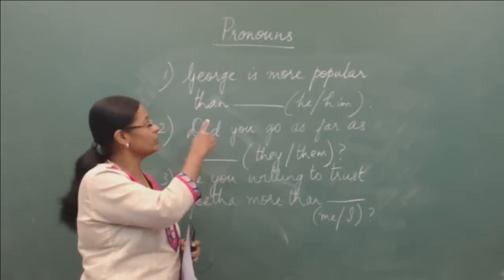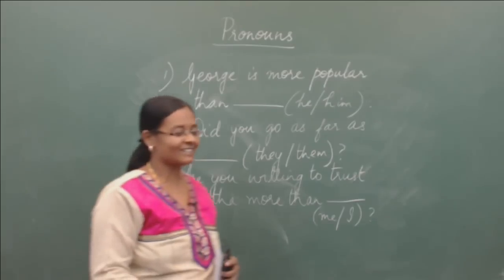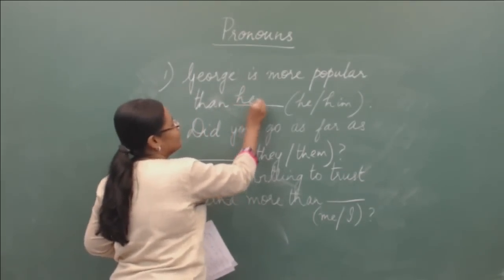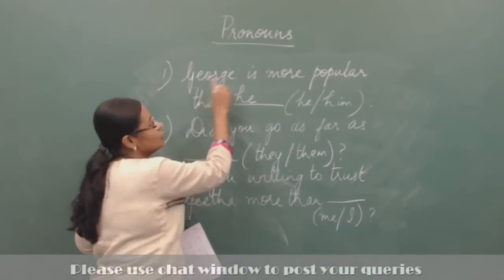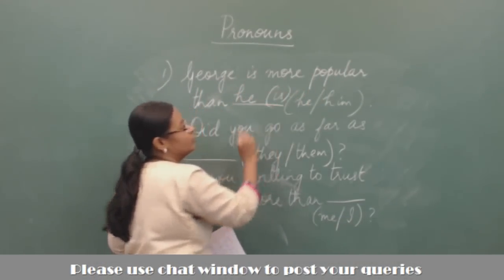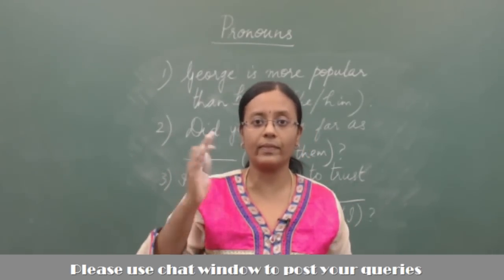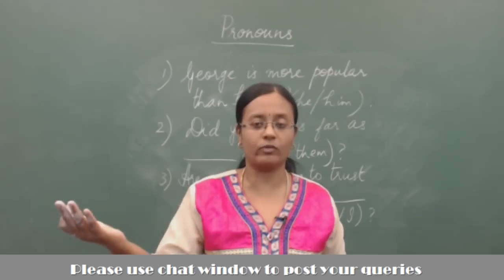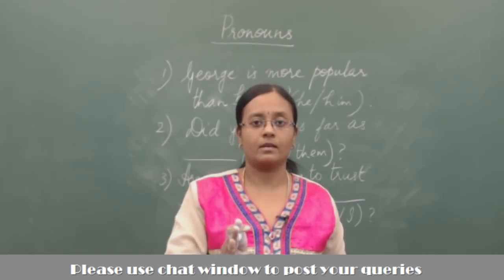Because this is one area where we make common errors. Than, see, as I guessed, him is not the answer. It is he. Why? Because I'll tell you the reason why he is right and not him. George is more popular than he is. Is is understood here. We don't say it, but it's understood. He is popular is the full form of the sentence, but we don't repeat those words. Just to avoid repetition, we stop with the pronoun.